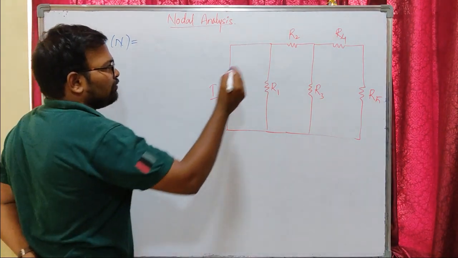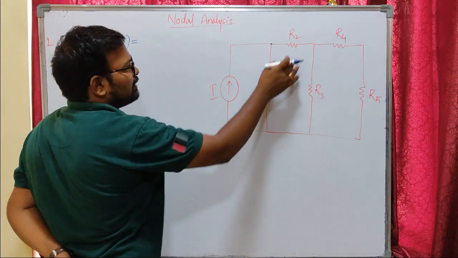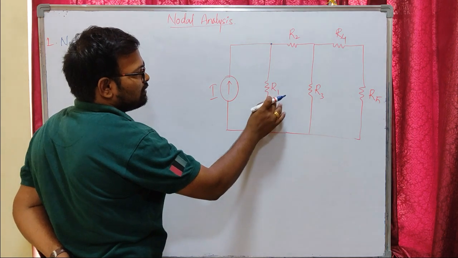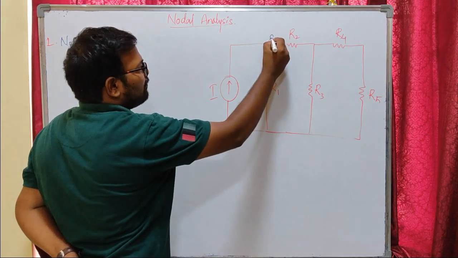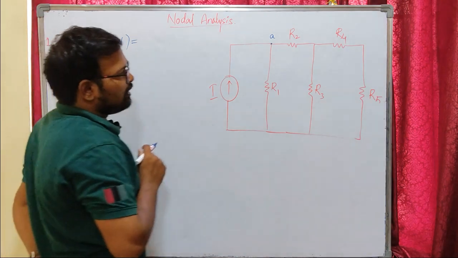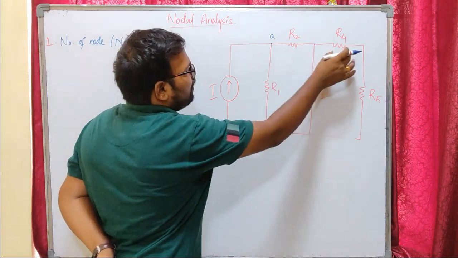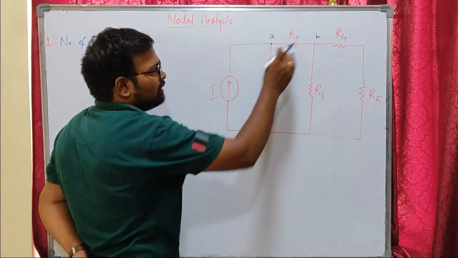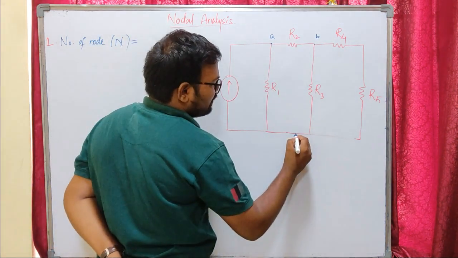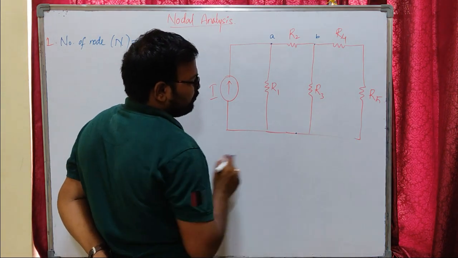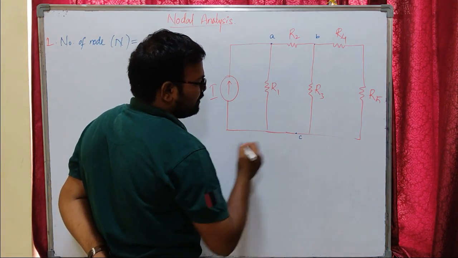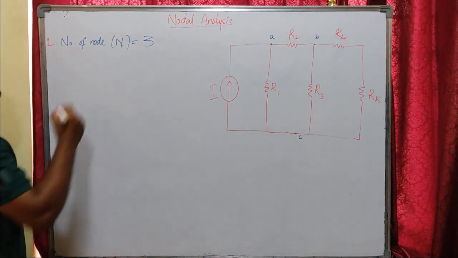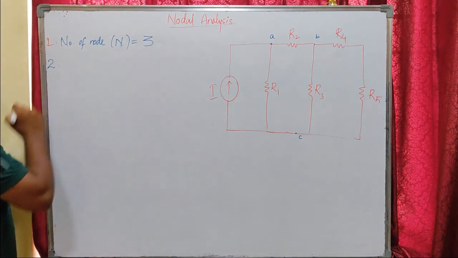A principal node is a node which has more than two elements connected. Here at this node, the current source, resistors R1 and R2 are connected, so I am going to consider this as principal node A. Similarly, at this point R2, R4 and R3 are connected. This is another principal node, which I am indicating as B. And this is another node which has 4 elements connected, so this is our point C, node C. So this is our first step. The number of principal nodes is 3.